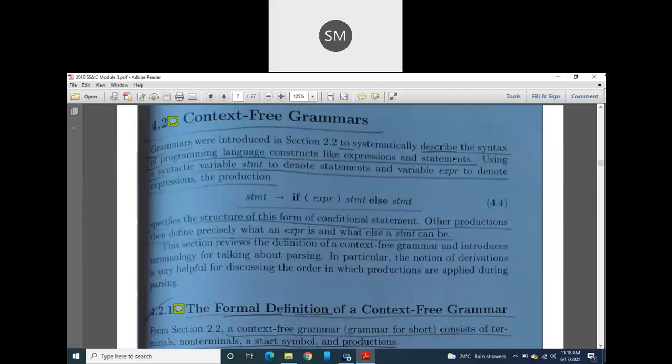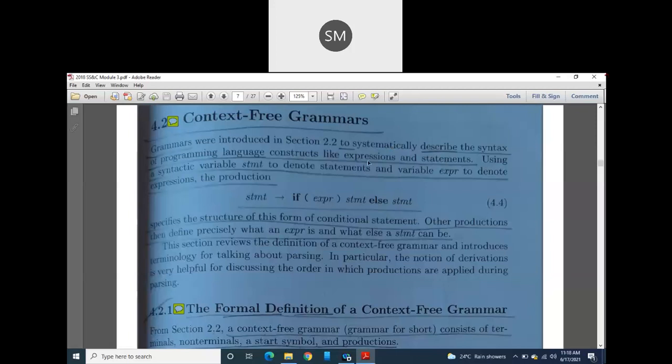Statements are nothing but looping statements or branching statements. And apart from looping and branching statements, sometimes in our program we may have expressions also. So those expressions and statements I am calling language constructs. These grammars are very helpful to describe the syntax of expressions and statements. So grammars will describe the syntax of language constructs like statements and expressions.